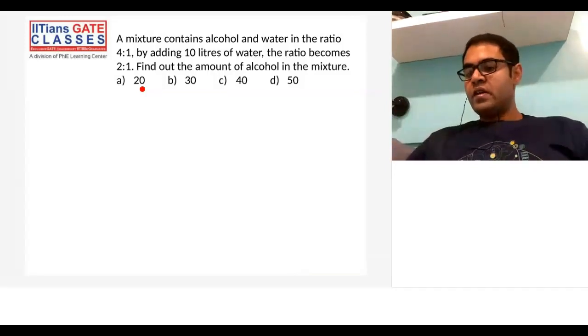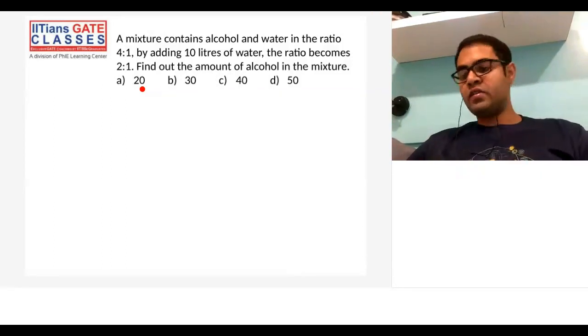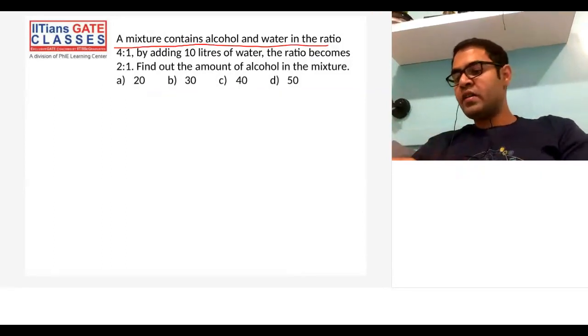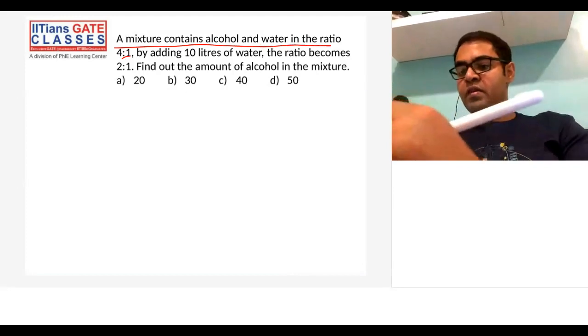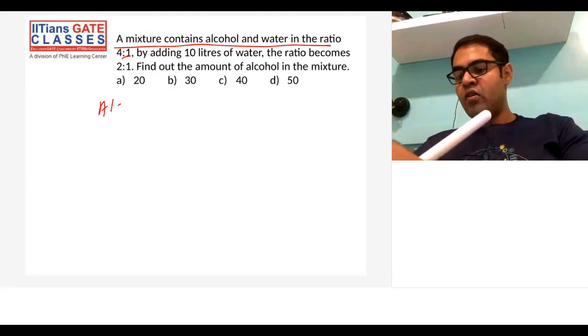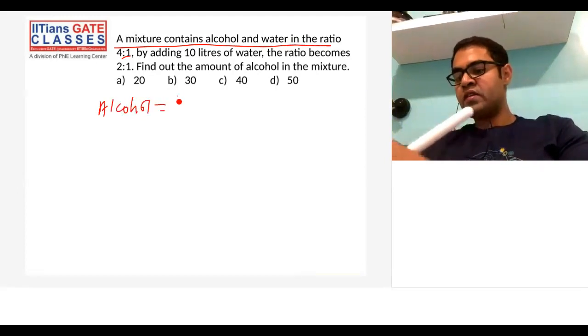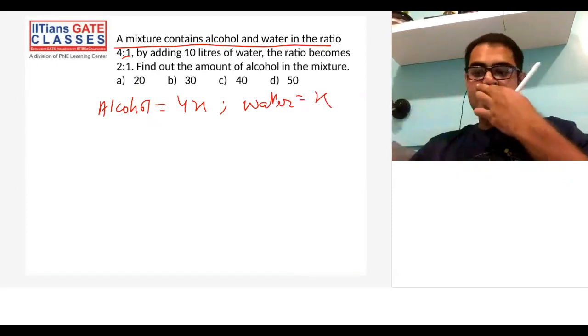So they are saying a mixture contains alcohol and water in the ratio 4:1. Okay. By adding 10 liters of water, the ratio becomes what? 2:1. Find the amount of alcohol in the mixture. So originally a mixture contains this much content of alcohol and water. So basically alcohol is how much? In the original mixture it is 4x. Water is how much? X. Okay. This is the assumption I'll make.